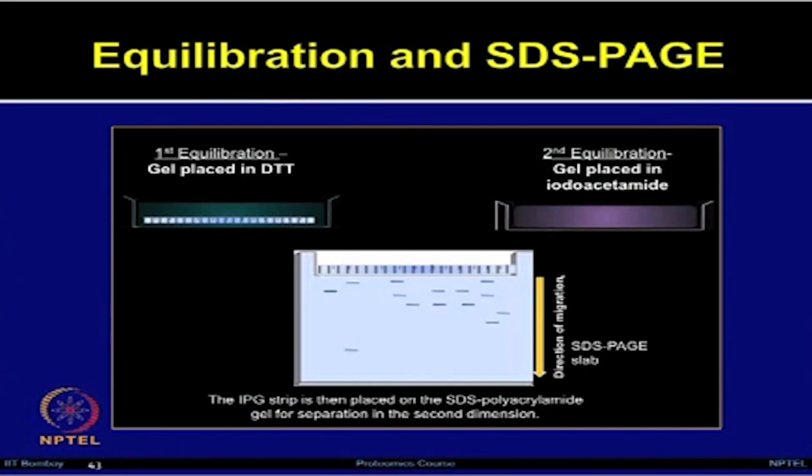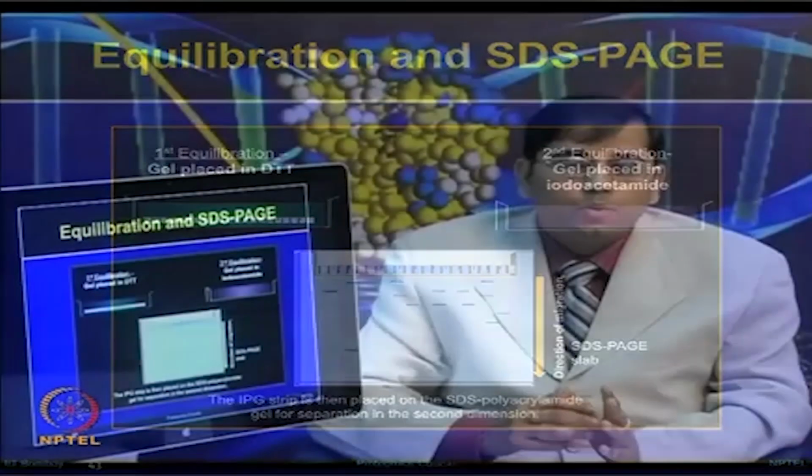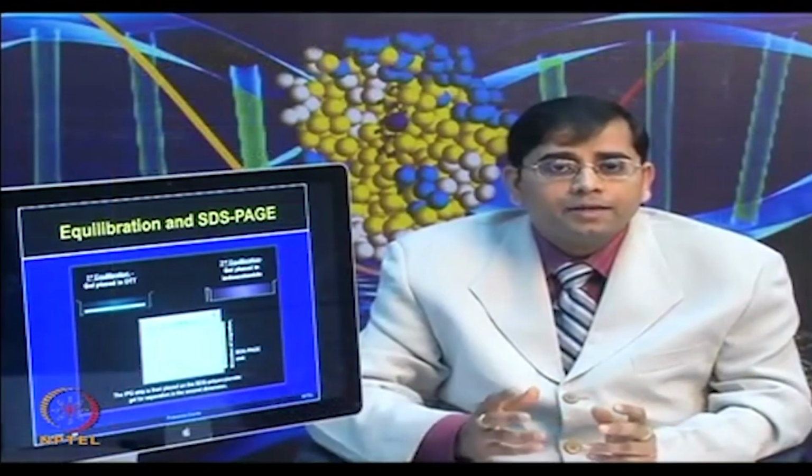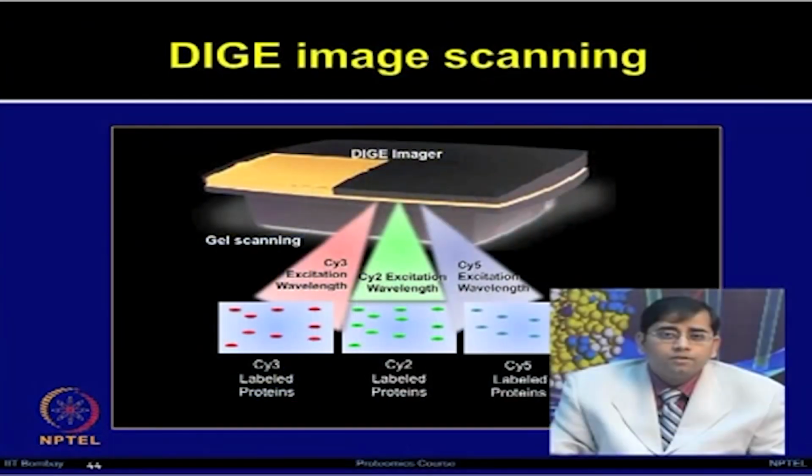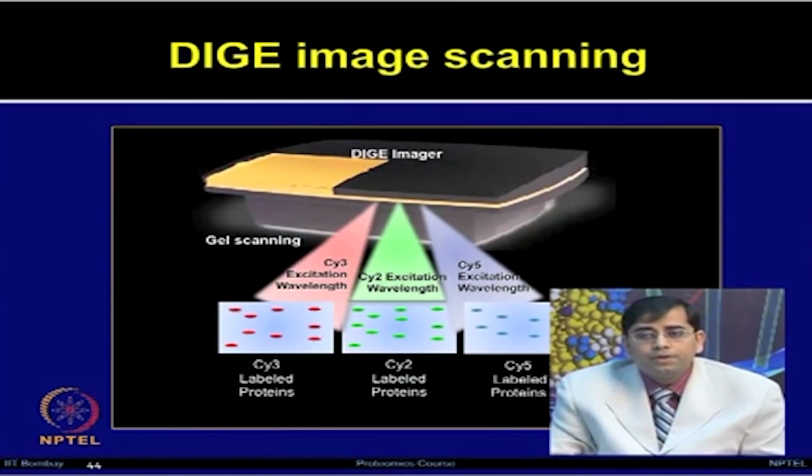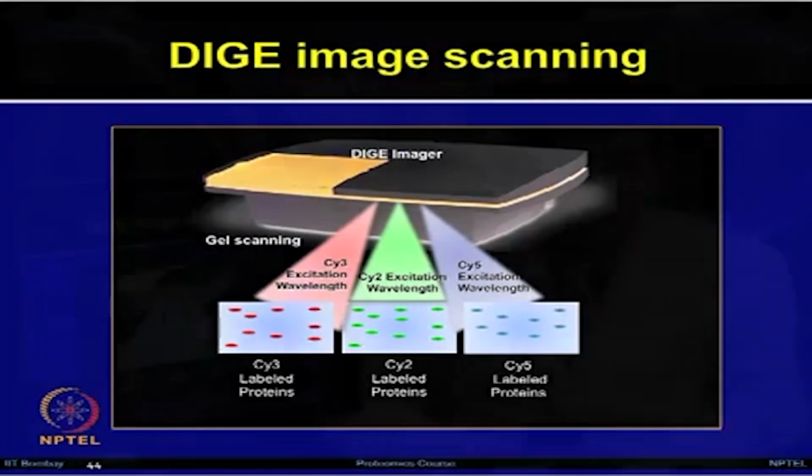The only variation here is that all your control and treatment samples have been mixed together and now they are separated on one IPG strip. Now, this strip is placed on one SDS-PAGE gel and all the proteins will be separated in one gel itself, whether they are coming from the control or treatments. Now, this one gel can be scanned by using fluorescence scanners such as the one shown here, the DIGE imager, and Cy3, Cy5 and Cy2 patterns can be obtained.